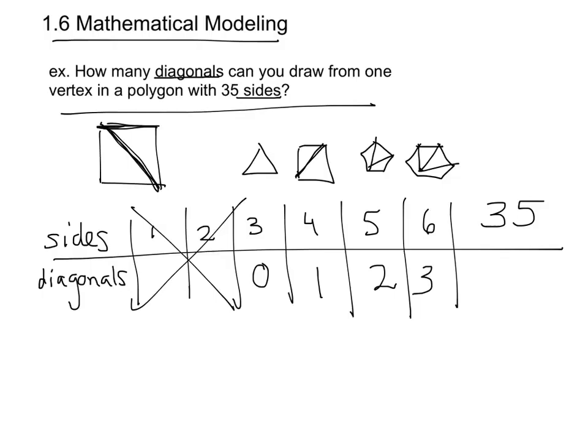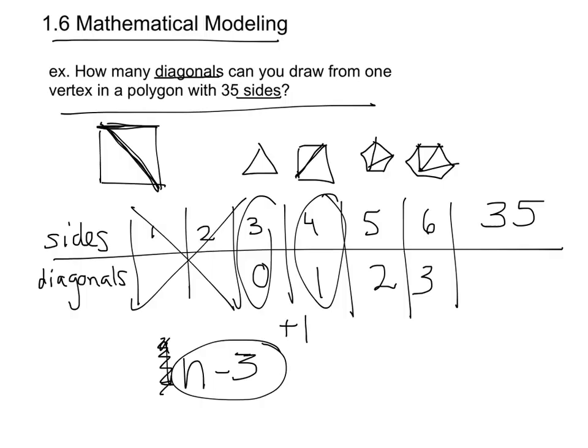So obviously it's going to be adding 1 each time. So we're just going to have n, because the coefficient is going to be 1. But then it's going to actually be n minus 3, because that is what will make this work each time. So then for 35, there are going to be 32 possible diagonals that you can draw.